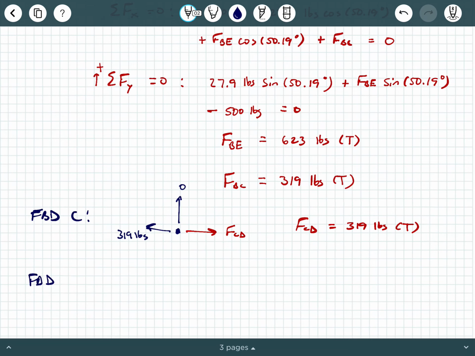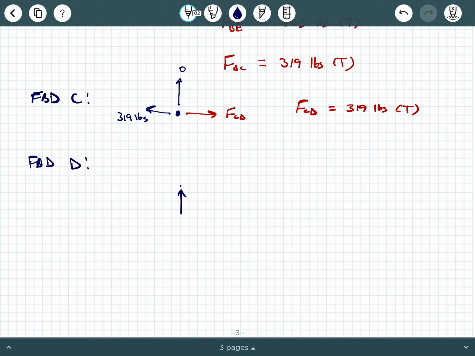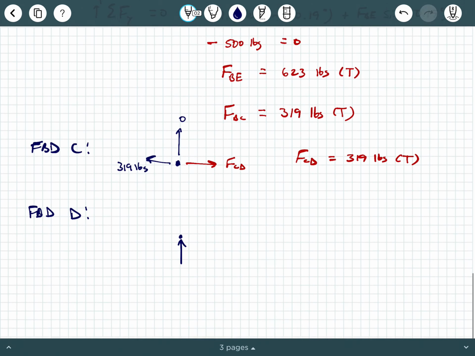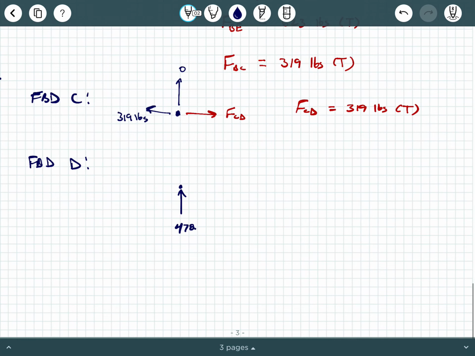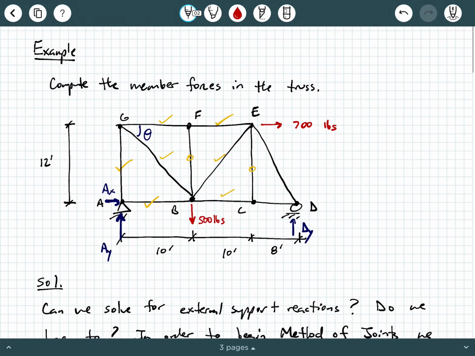And now we can go to a free body diagram of D. And we have Dy here. And we calculated Dy earlier at the very beginning, right? That was 478.6 pounds. So write that here, 478.6 pounds. And we have FCD is 319 pounds in tension. And then our last unknown was right here. This is the force in, I believe, DE. Let's make sure I didn't mislabel something.